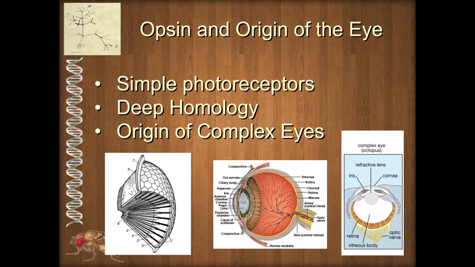So opsins are very tightly and closely associated with eyes, with the organs that allow us to form vision, and also are found commonly across the animal kingdom. So we want to talk a little bit about eyes before we get into the molecular side. As we look across the tree of life, it's clearly apparent that the origin of eyes is not a very simple event in the history of animals.